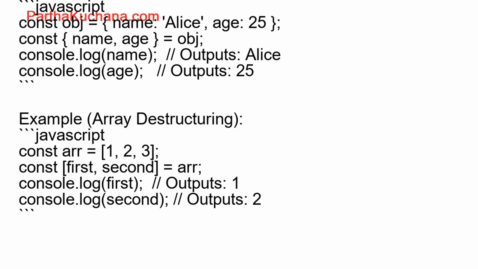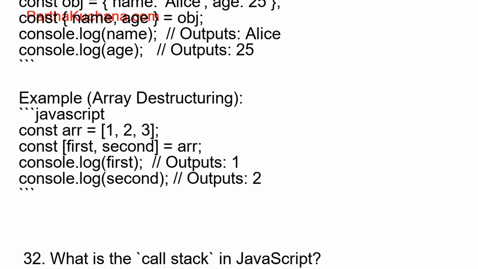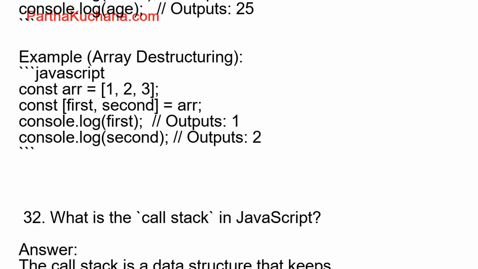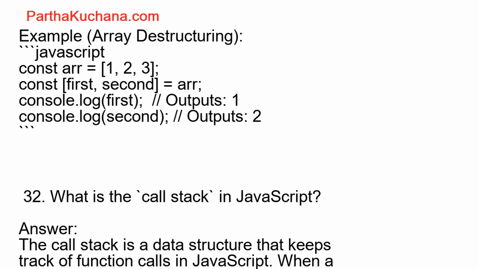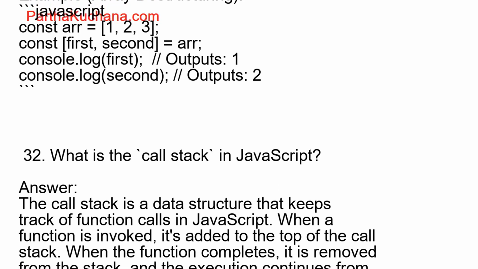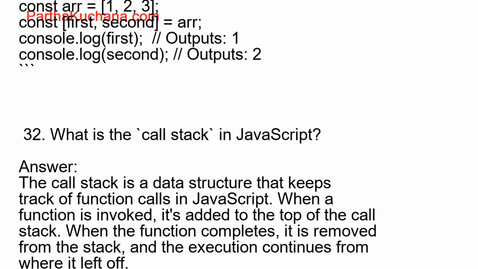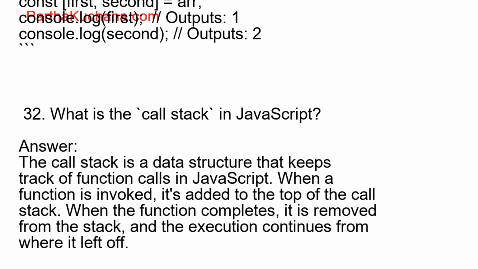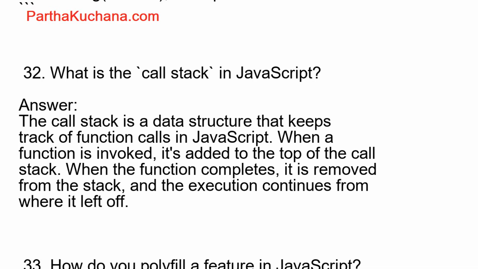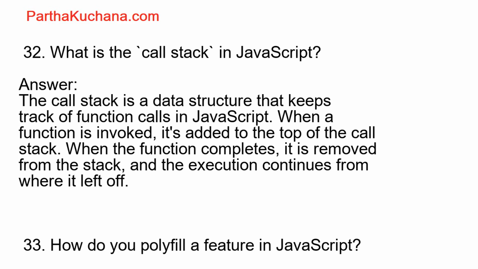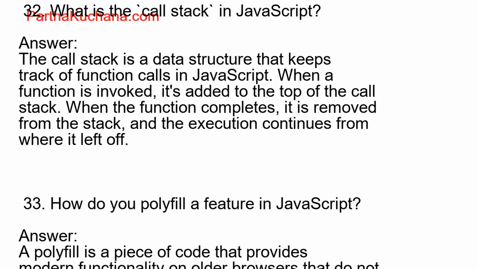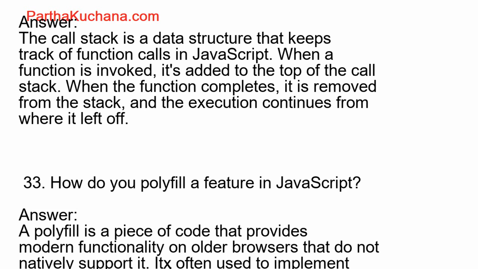34. What is a higher order function in JavaScript? Answer. A higher order function is a function that either takes one or more functions as arguments, returns a function, or both. These are useful in functional programming. Example, JavaScript. function higherOrder(fn) { return function(value) { return fn(value); } } const add1 = higherOrder(number => number + 1); console.log(add1(5)); // outputs 6.